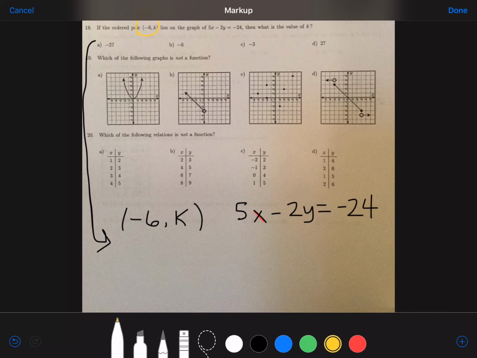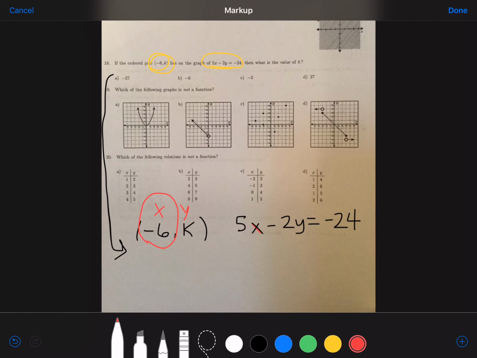I do want us to go and highlight this in the actual problem. And the question says, what is the value of k? So here's what we have to think about. Remember, anytime we're given a point, we are given an x and a y value. So on this problem, they're giving us the x value. They're telling us that x is equal to negative 6. And they want us to find the y value.